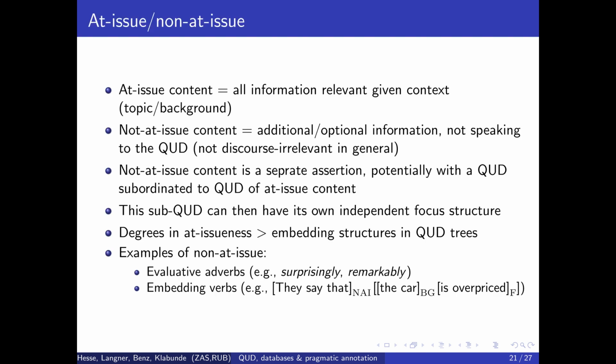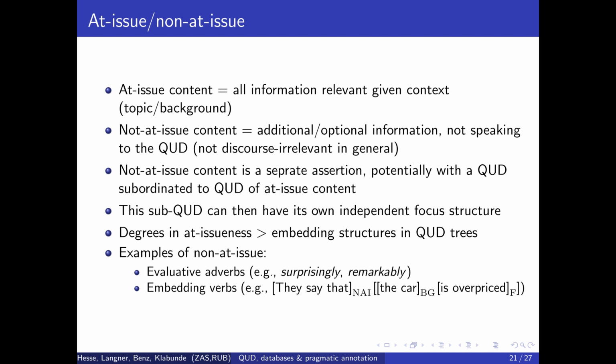Another crucial distinction is that between at issue and not at issue. At issue content is all the information relevant in a given context. Not at issue content, however, is not irrelevant information. It's additional optional information, which is not speaking to the immediate QUD, but it nevertheless supplies useful information that is relevant in some sense. Not at issue content is a whole separate assertion of its own. That's usually how it's portrayed in the literature.